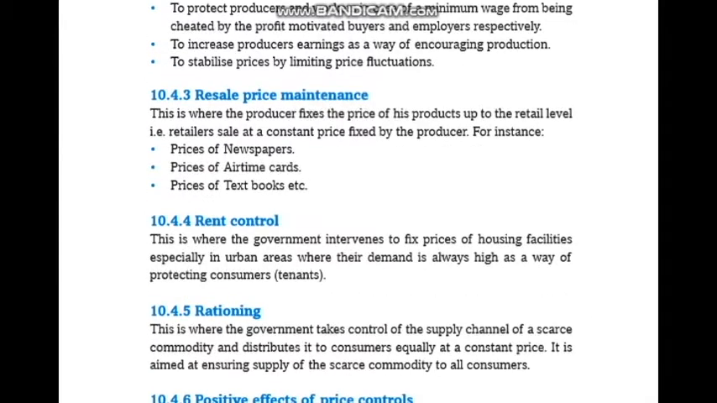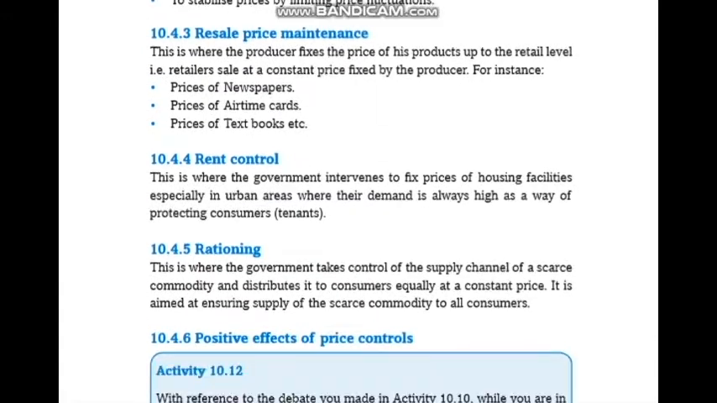So, resale price maintenance. What is resale price maintenance? This is where the producer fixes the price of his product up to the retail level. It means the retailers sell at a constant price fixed by the producer.